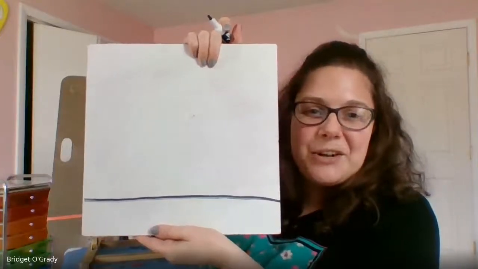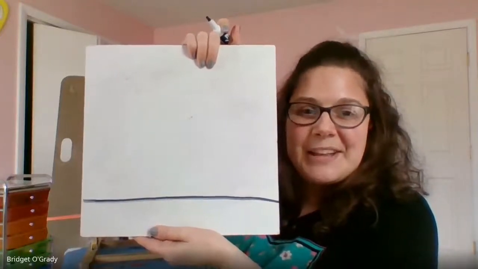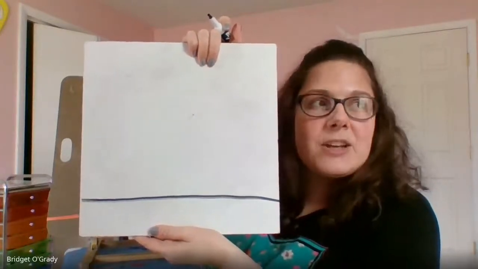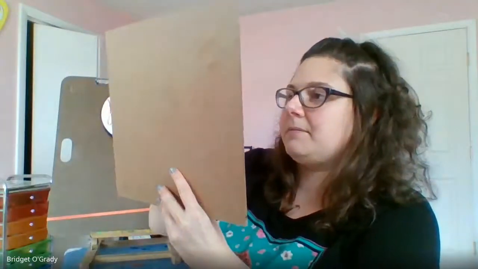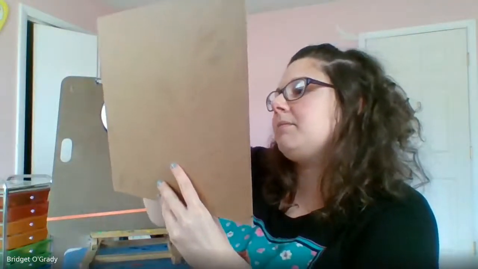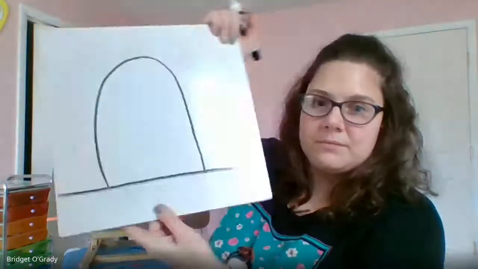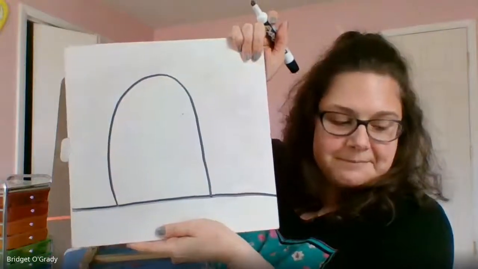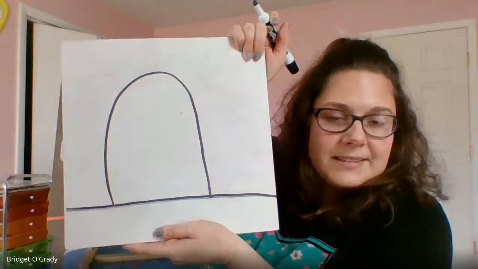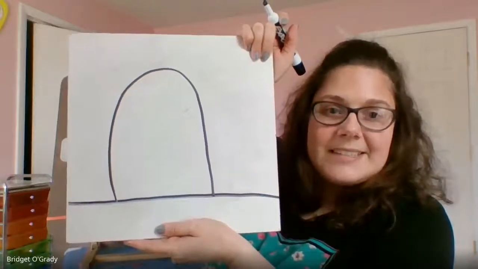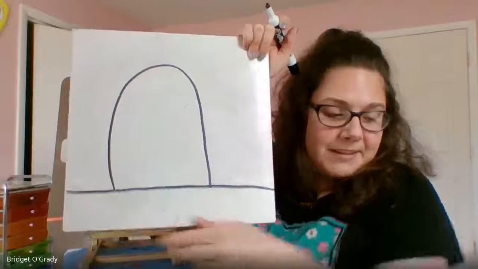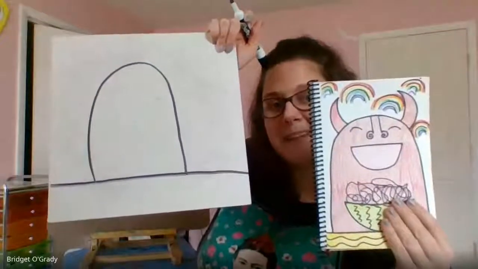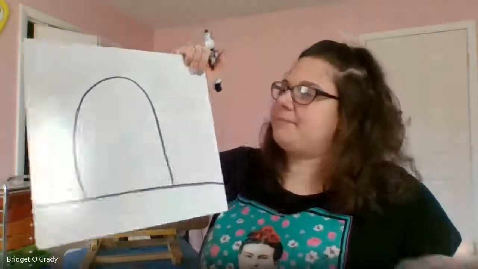Next, I need to draw the monster's body. To do that, I'm going to make a shape like an upside down U. Just like that. The next thing that I need to draw is the details on my monster. The details on my monster are going to be things like the horns and his face.